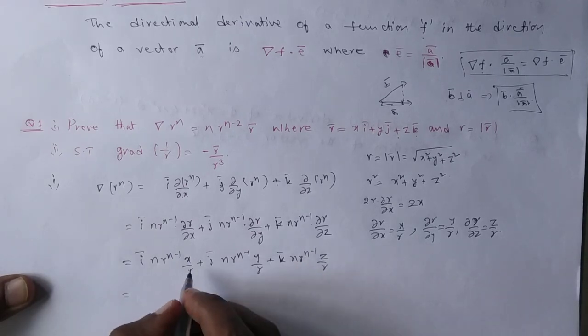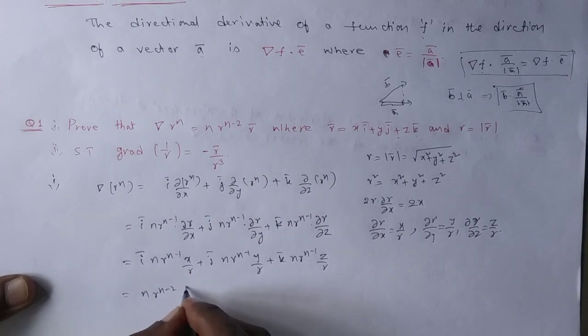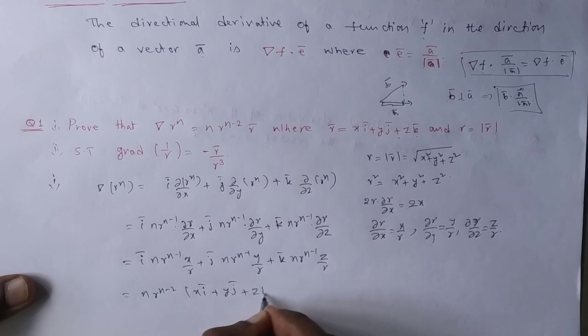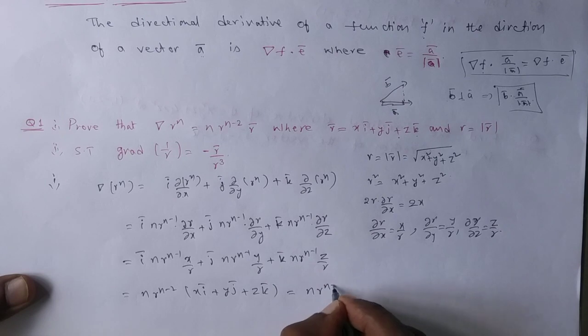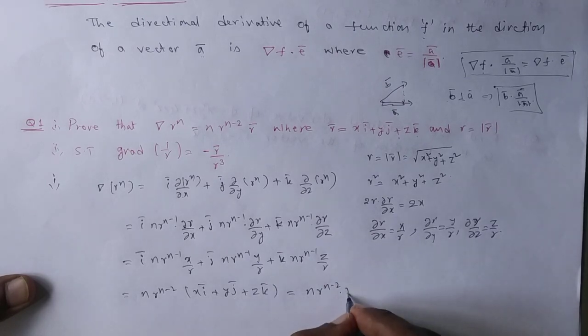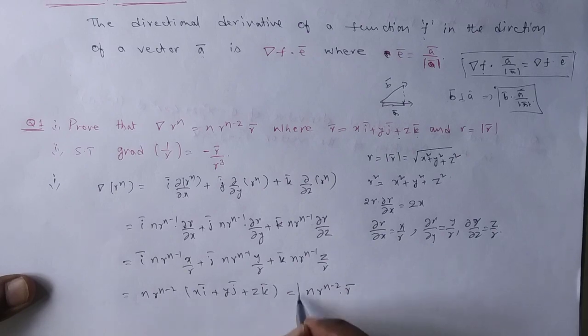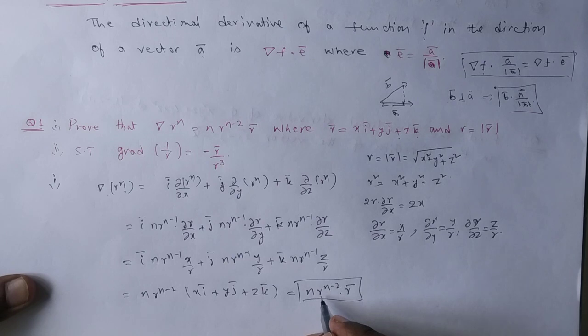When you are simplifying, it is n into r power n minus 2 as common, and the remaining part you can write as xi bar plus yj bar plus zk bar. So we can write it as n into r power n minus 2 into this xi bar plus yj bar plus zk bar, which is r bar. So this is the result: gradient of r power n is n into r power n minus 2 into r bar.